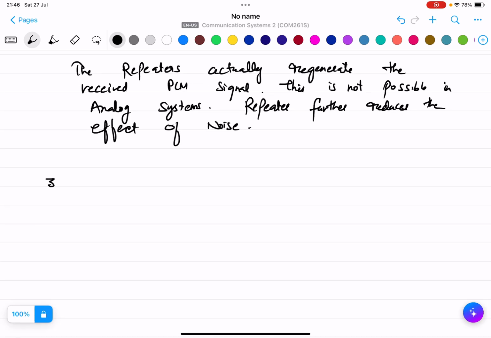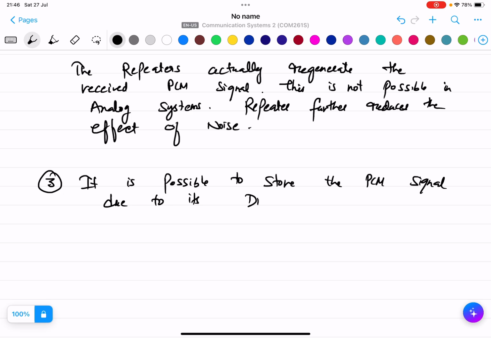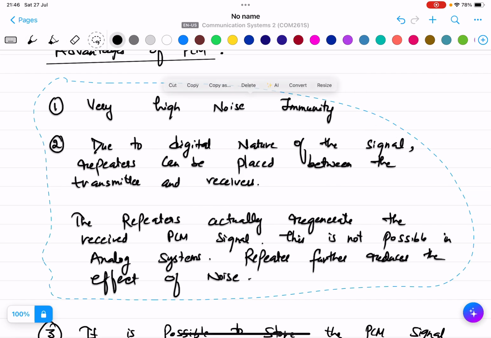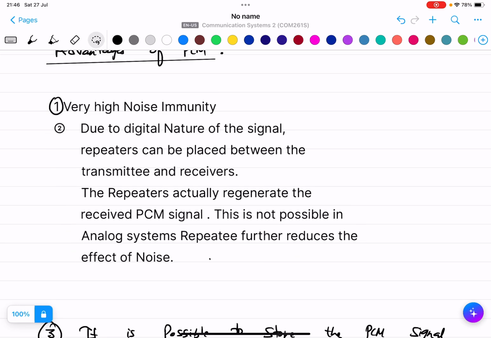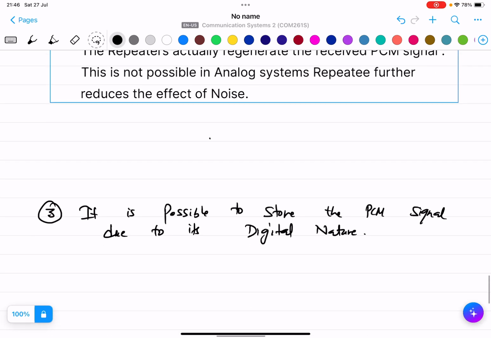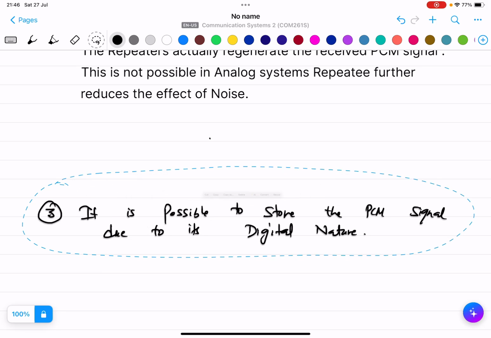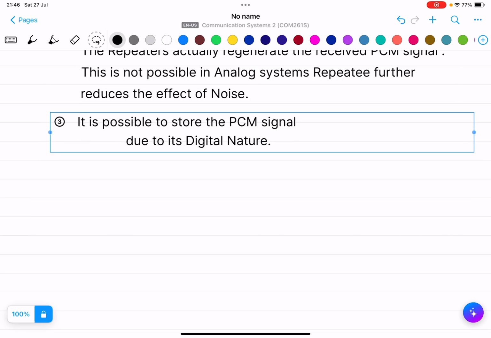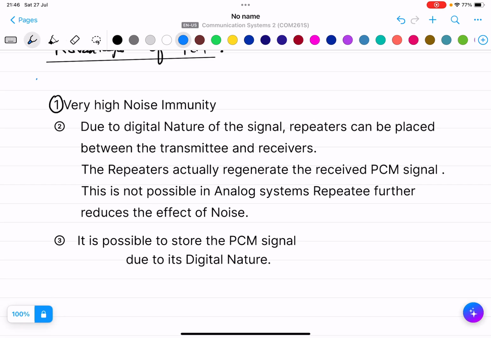And the third one is, it is possible to store the PCM signal due to its digital nature. So these are the advantages of PCM. You need to remember all the advantages nicely: the repeater, and the last one, that it is possible to store the PCM signal. I'm just placing it here. So these are all the advantages of PCM.